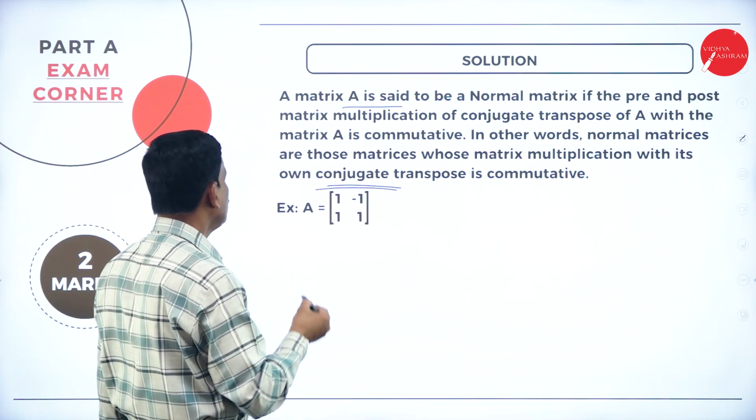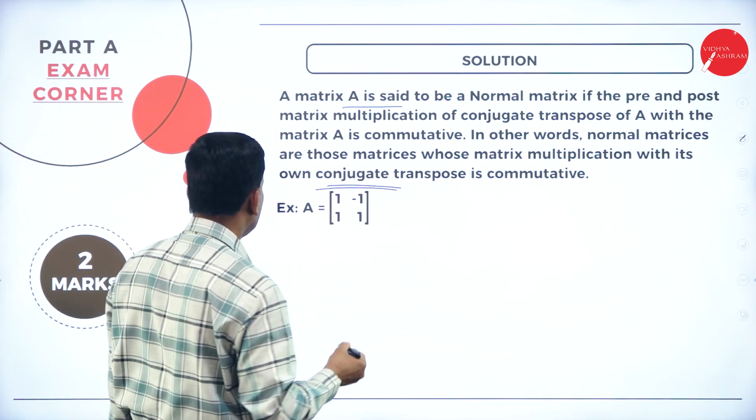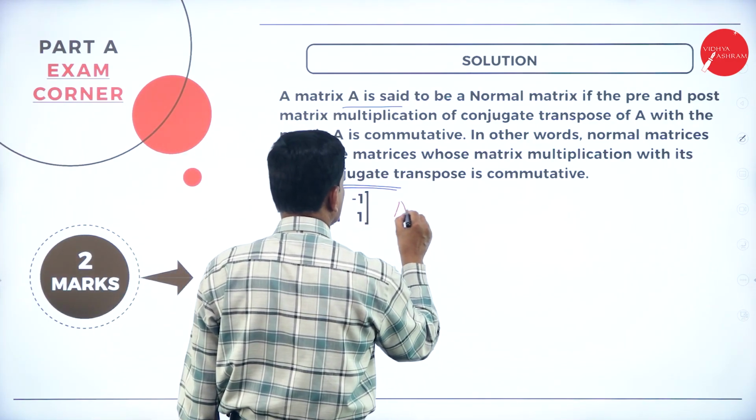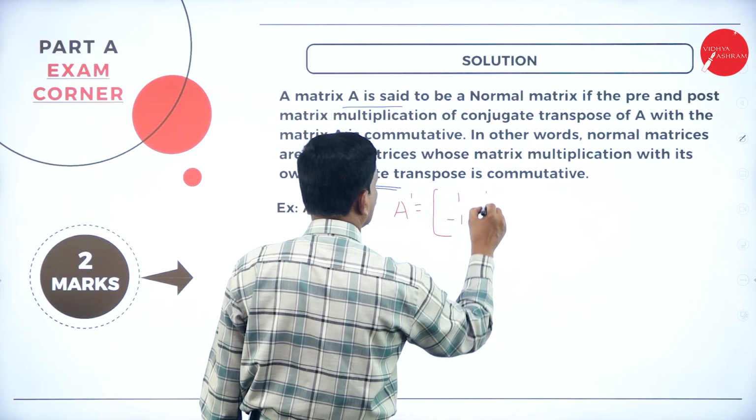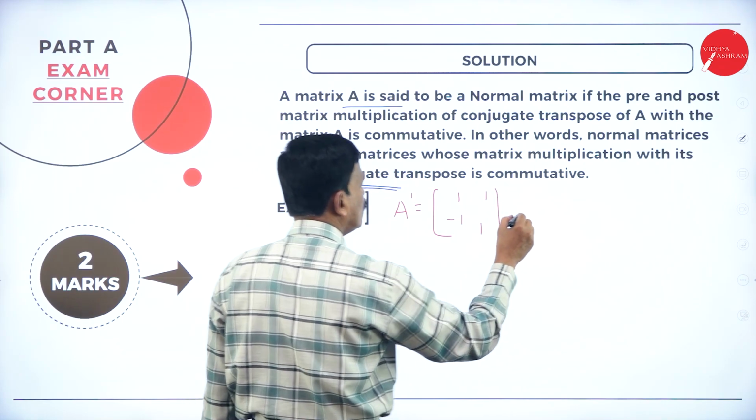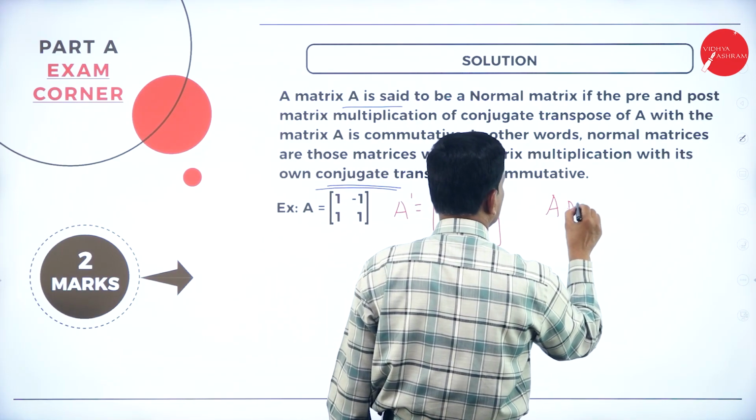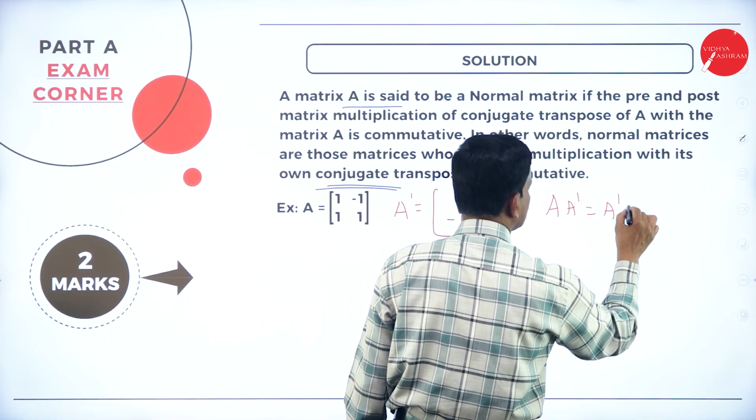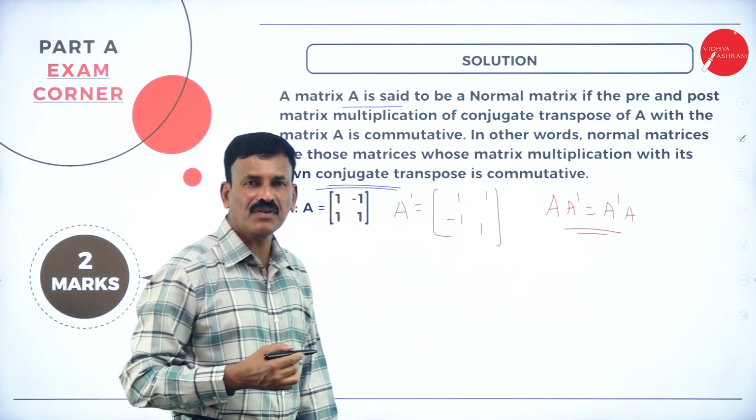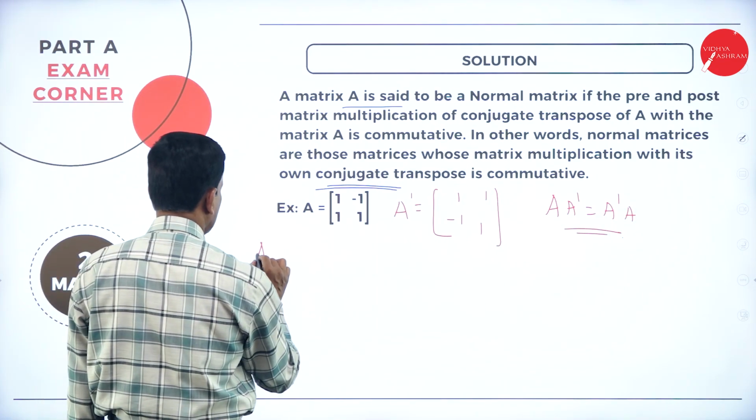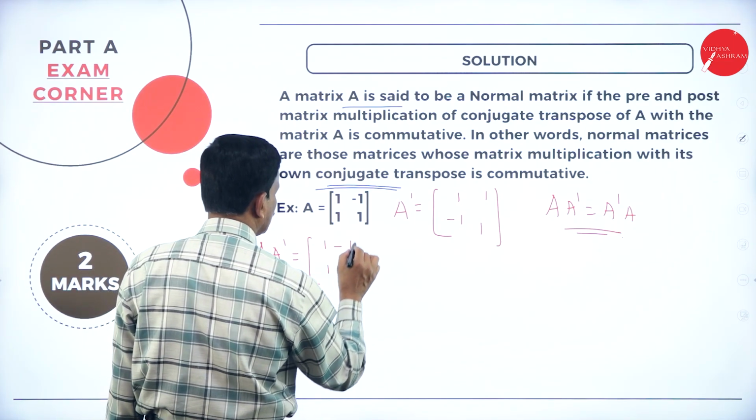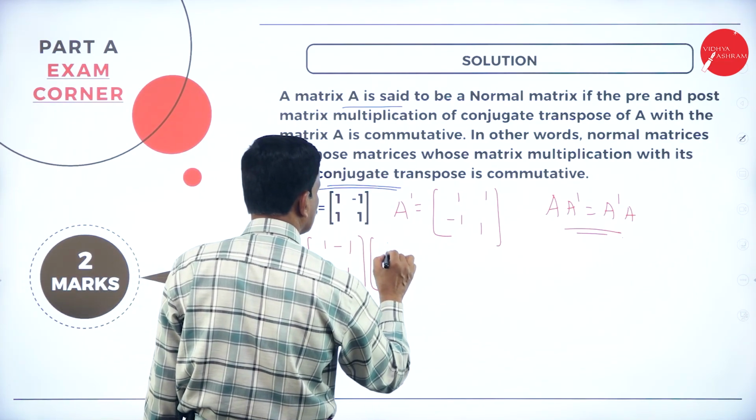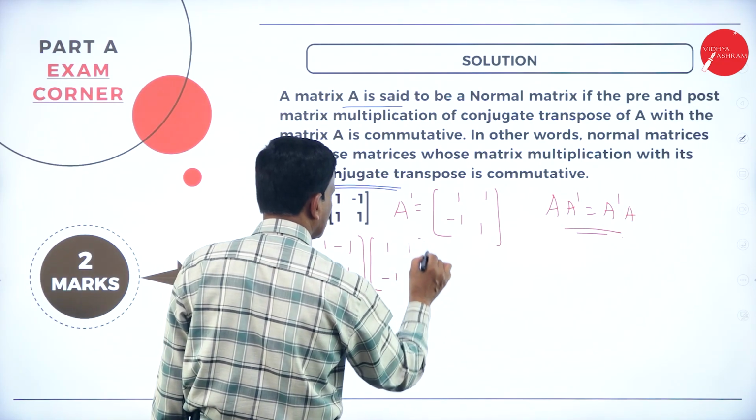For example, if A is equal to 1, minus 1, 1, 1. Let us take the transpose of this. A dash is equal to, the transpose of this is 1, 1, minus 1, 1. Now, for a normal matrix, A into A dash is equal to A dash into A, that is commutative. Verify this. Now, just find out A into A dash. A is 1, minus 1, 1, 1 and A dash is equal to 1, 1, minus 1, 1.